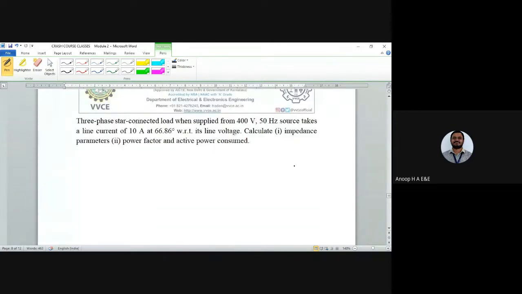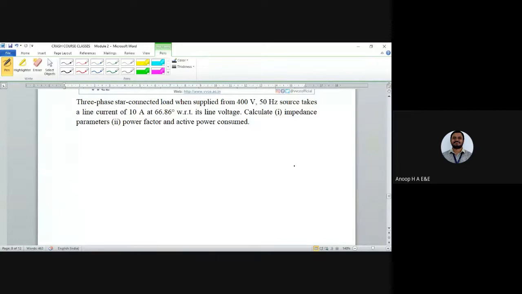Yes, so very important problem here. What you will be finding out here is the impedance parameters. You have to find out the impedance parameters, and then you have to find out the power factor and active power consumed. I'll give a bit of hint here. I think Badrinarayan would be able to do this problem quite easily, and it's a three-phase star-connected load.